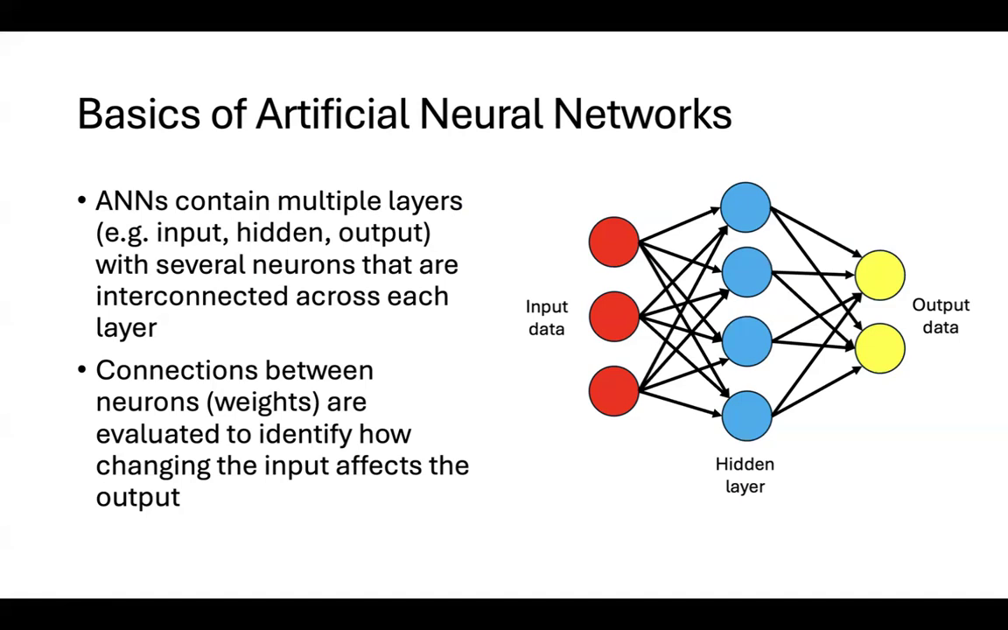So a bit of an introduction into artificial neural networks. ANNs contain multiple layers, the input layer, one or more hidden layers, and an output layer that each have several neurons that are interconnected across each layer. The connections between these neurons, also known as weights, are evaluated to identify how changing the input affects the output. The input layer is where the network receives all of its information. The hidden layers process the data received from the input layer, and the output layer makes the final prediction.